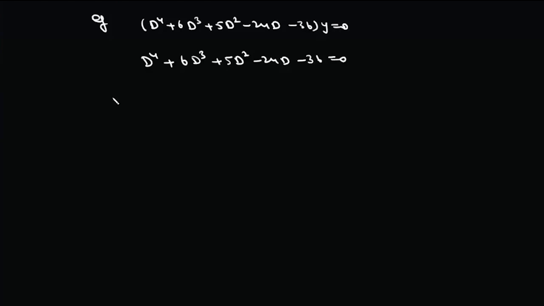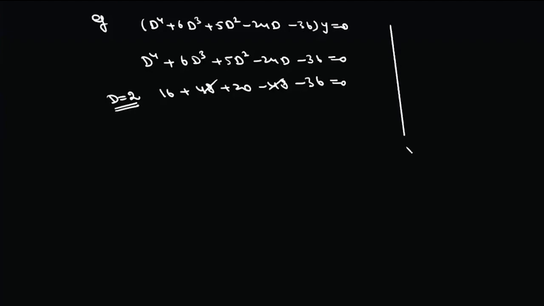Now d equals 1 is not going to help, so we'll try d equals 2. Now this is 16 plus 48 plus 20 minus 48 minus 36. It'll cancel. This is 0. So one of the solutions is d equals 2.